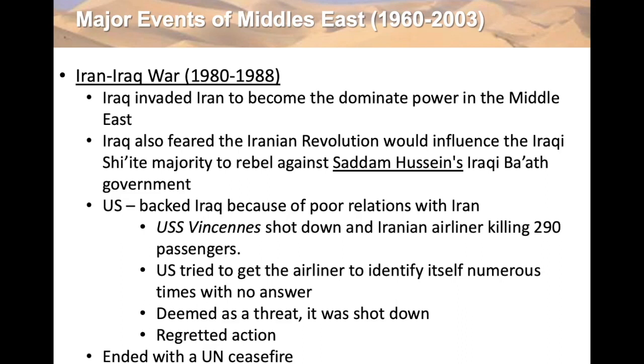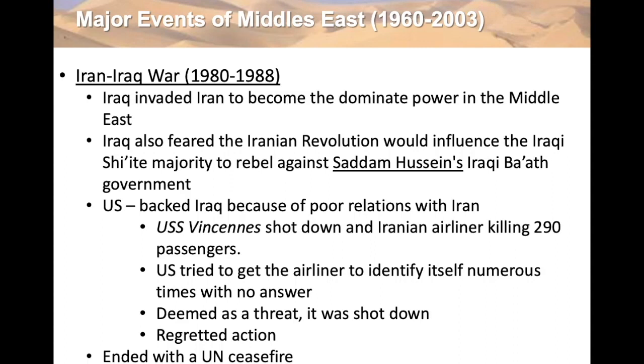The United States was backing Iraq, and the USS Vincennes shot down an Iranian airliner, killing 290 passengers. And when this situation occurred, it really had a big international uproar because of it being an airliner. The U.S. basically was trying to get the airliner to identify itself, and they refused or did not respond, and they continuously did not respond after many attempts to have them identify themselves.